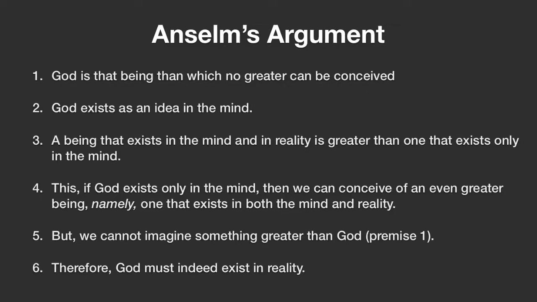So for Anselm, right, once we have this concept of God and we truly understand what that concept means, then the only thing that we can conceive of is a God that not only exists in the mind, but also exists in reality. Right? So premise 4 here says, thus, if God exists only in mind, then we can conceive of an even greater being, namely one that exists in both the mind and reality.